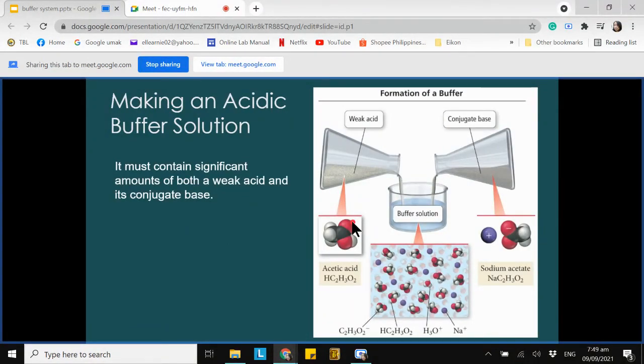So a buffer solution, as I mentioned, contains a weak acid and its conjugate base. The one that you're looking at right now is the most common example of a buffer solution, the acetic acid buffer. Kaya nga, if you look in most books or online resources, lagi nilang sinusulat acetic acid as their reference compound or their reference acid. Okay?